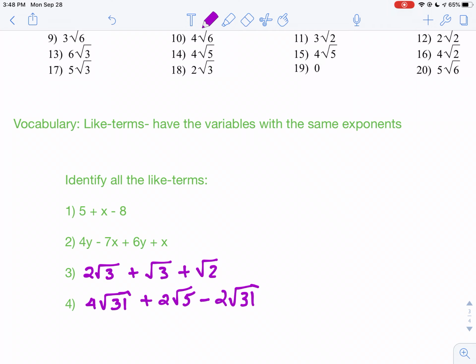Okay, like terms could be numbers. They could be algebraic expressions like 2x, 5x squared, things like that. But the one thing that you need to keep in mind is, in order for two terms to be like terms, they have to have the same variables with the same exponents. Okay, so same variable with the same exponents. So here I have put a few for you, and we are going to identify the like terms.